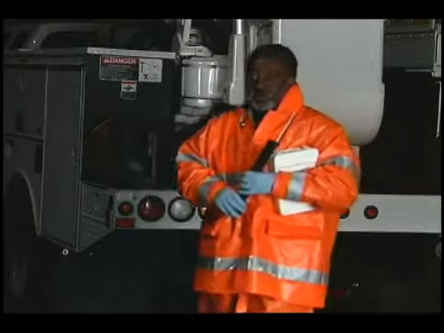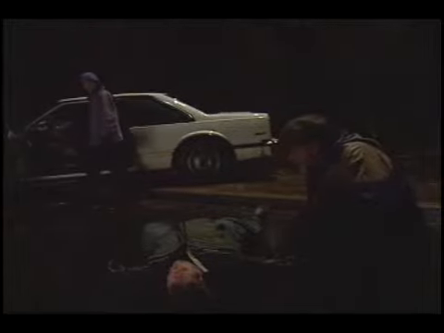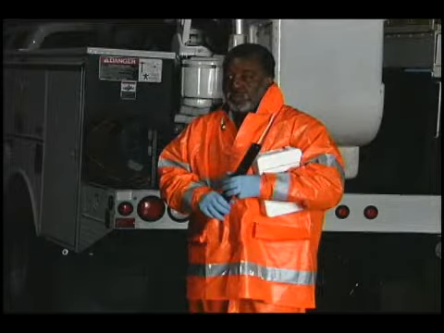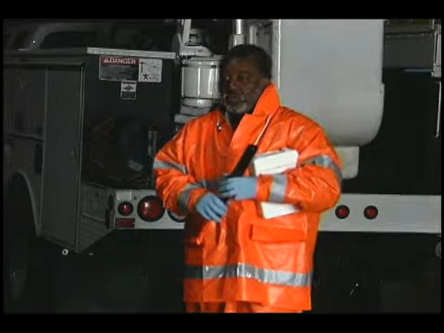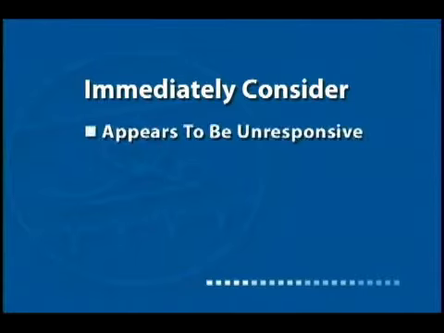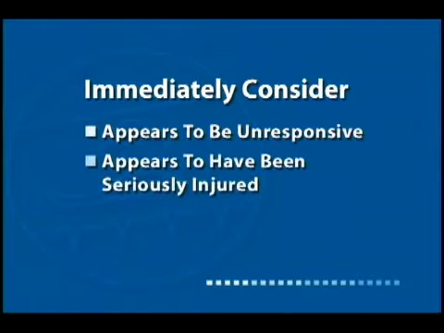When you decide to assist in a medical emergency, start your care by forming an initial impression of what happened. Avoid gathering detailed information. Just form a basic sense of what occurred so you know how to proceed. There are two important conditions to immediately consider: if a patient appears to be unresponsive, and if a patient appears to have been seriously injured by a great deal of force. Both of these conditions require early intervention on your part.